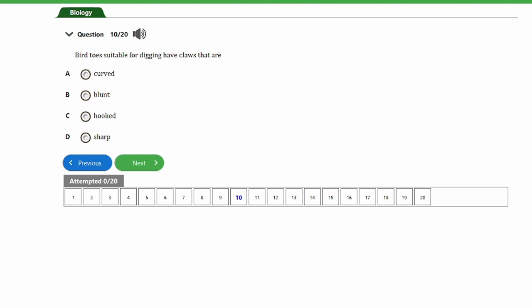Question number 10 says, bird toes suitable for digging have claws that are A. Curved, B. Blunt, C. Hooked, D. Sharp. So guys, birds that are adapted for digging, such as the woodpecker and the rest of them, they have a sharp claw. So guys, the answer to this question is option D, and that's sharp. So let's look at the next question.